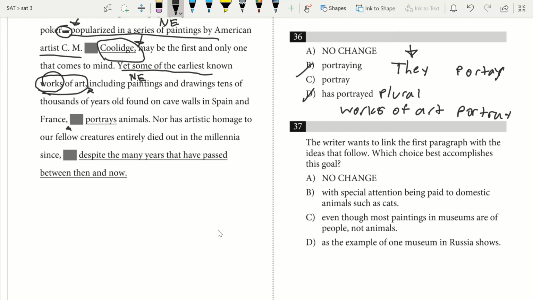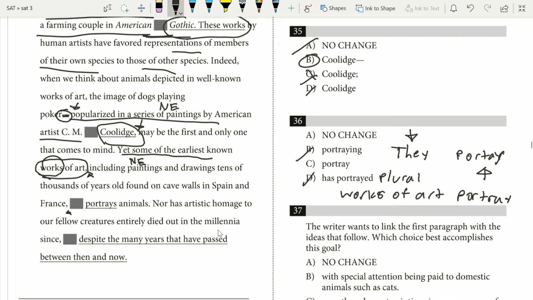So we see you have a plural noun, and then we need to have the plural form of the verb, right? So it'd be portray. If we were to say he, we'd say he portrays, right? So this would be singular, and in that case we'd use portrays. But we know works of art is plural, so we know our answer has to be portray.